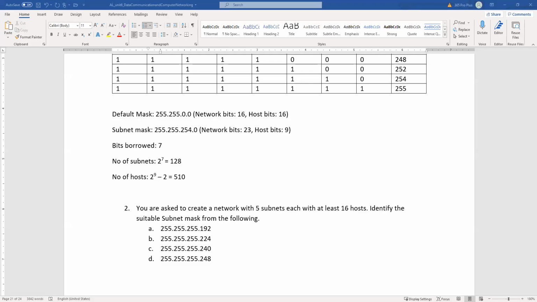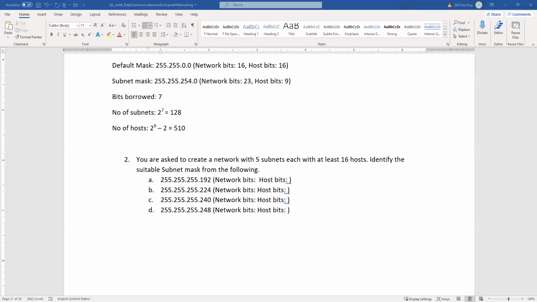So in this one, you are asked to create a network with 5 subnets each with at least 16 hosts. So we need to create subnets with 16 hosts. We have to find out, from the given set of subnet masks, which one is the most suitable. You are given a set of subnet masks. First, identify the number of network bits and the number of host bits. We'll start with that.